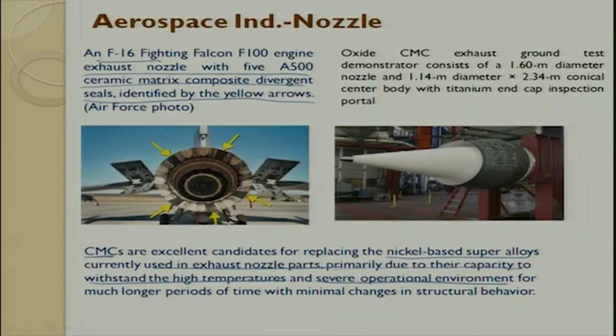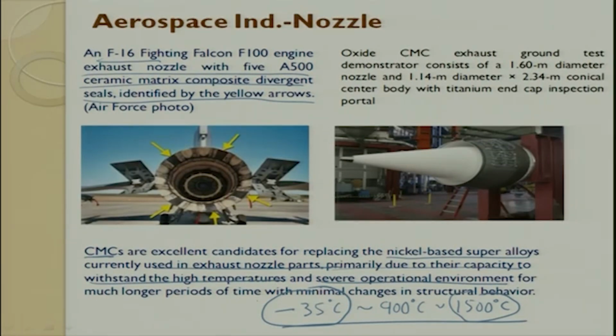So, for example, all these fighter planes go at minus 35 degrees C, it can go up to maybe somewhere around 900 degrees C, or it can also be up to 1500 degrees C. So, this is the ambient temperature when it goes at very high altitudes. This is the working temperature when it is burning. So, there has to be minimum structural change, there has to be minimum distortion, and it has to retain its shape.